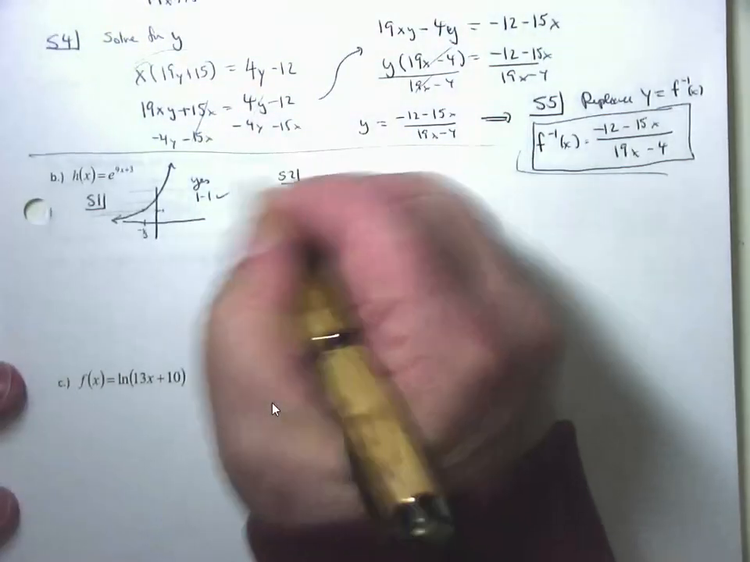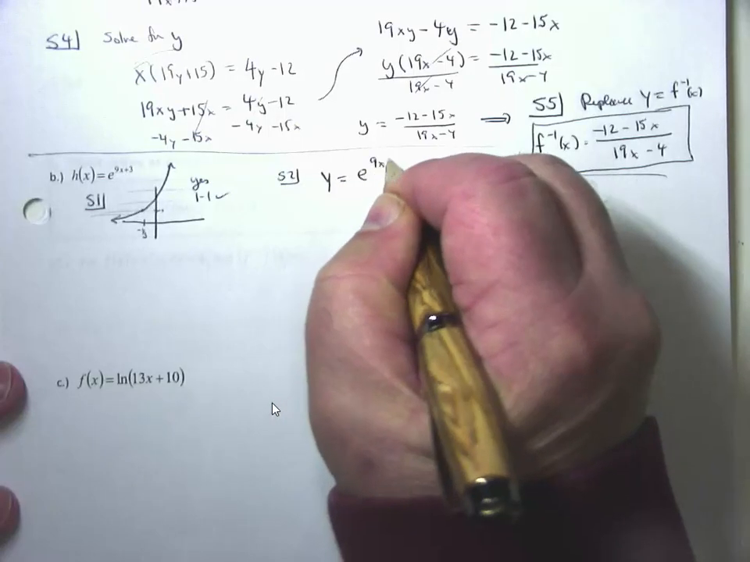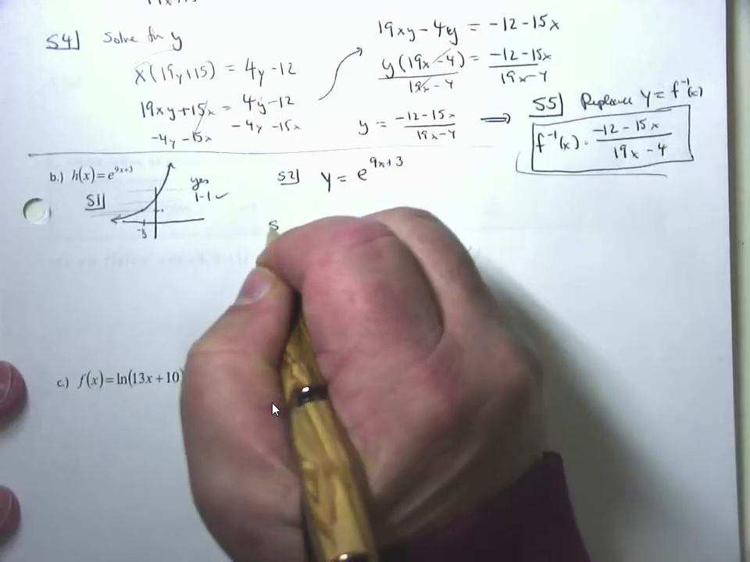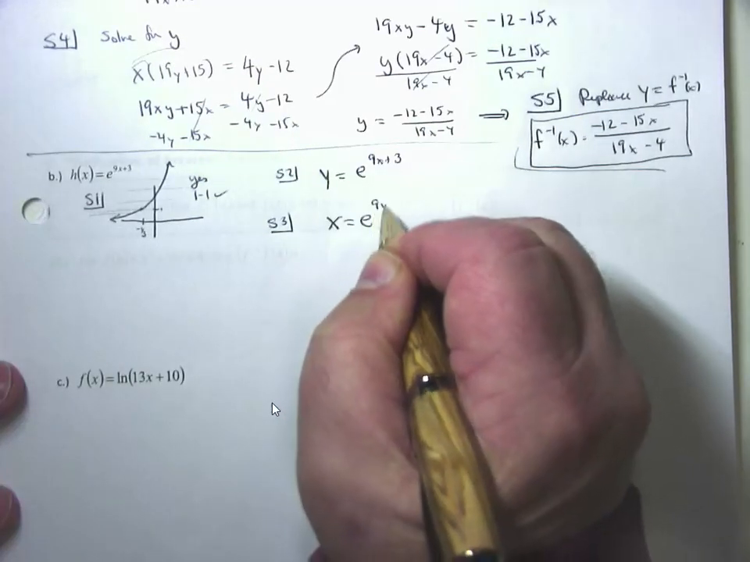Step number 2, replace function with y. y is equal to e to the 9x plus 3. Step number 3, switch the x and y. x is equal to e to the 9y plus 3.